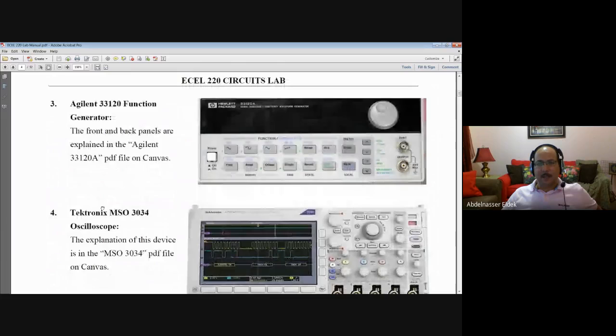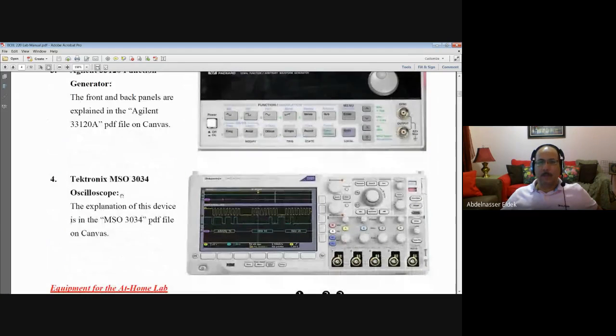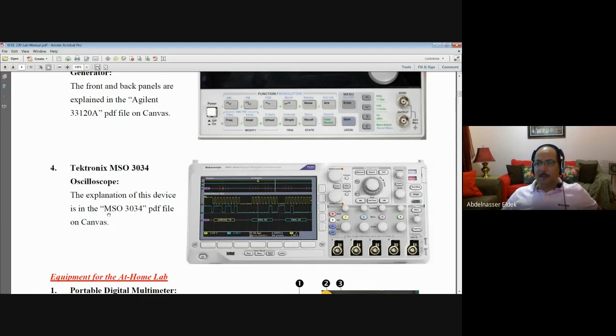The last one is an oscilloscope. The oscilloscope is a device that is used to display the signal. If you want to see how it looks, this is the job of the oscilloscope. And you will find also a file called MSO3034 on Canvas that explains how it works.